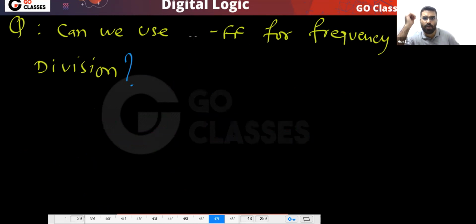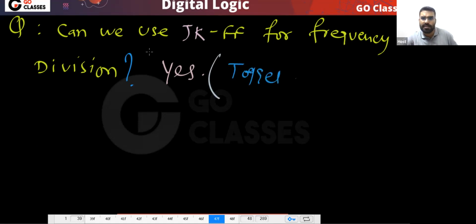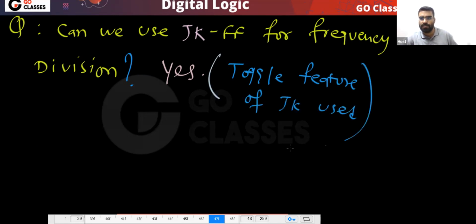Similarly, can I use JK flip-flop as a frequency divider? The answer again is yes, but the same point will happen. JK will be used, but the toggle feature of JK will be used. So ultimately this JK I am using as a toggle.